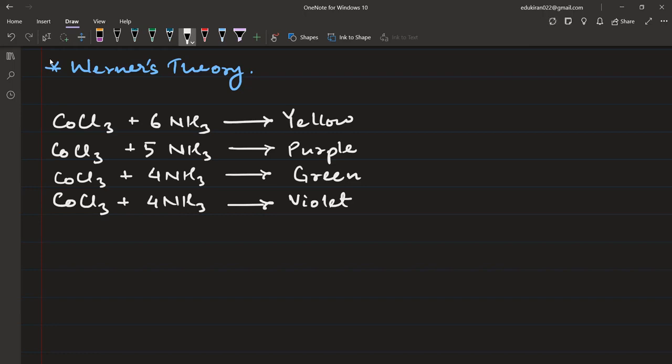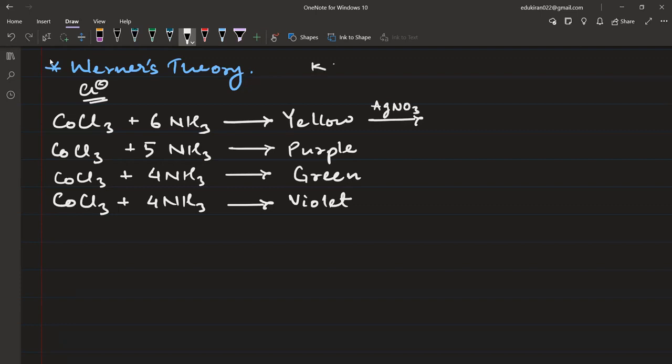Now, he thought that, okay, fine. Since I am getting these different types of compounds here, at that time, complex was not even a word, it was just the start of his theory. So he got different kinds of compounds. He said that, okay, fine, since I have cobalt chloride, there will be some Cl negative ions here for sure. So he said, let me react this with AgNO3.